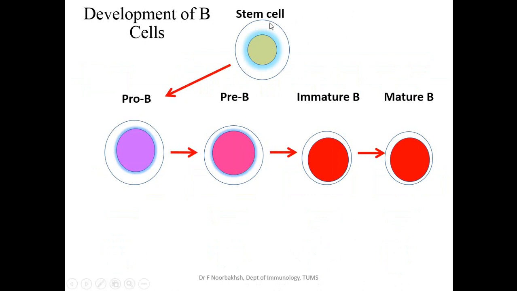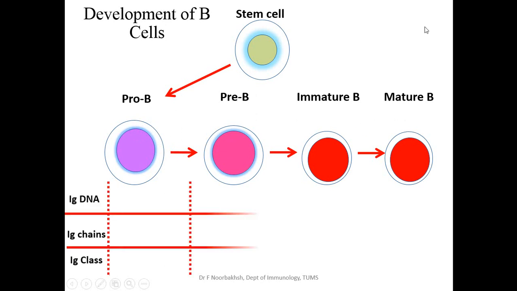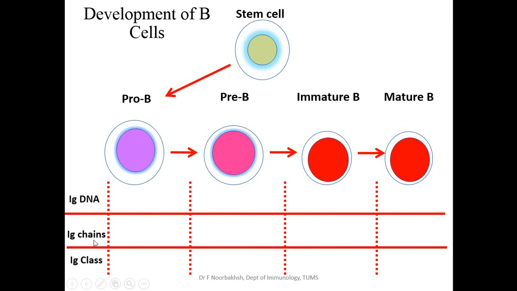B lymphocytes originate from a hematopoietic stem cell. For a B cell to become mature, it has to undergo some steps: the pro-B, the pre-B, immature B, and mature B stages. Those things that we talked about at the level of DNA are completely related with these 4 different stages. I'm showing you here what happens for each of these stages at the DNA level, at the cell surface, in terms of antibody molecules, and then the class of that antibody.